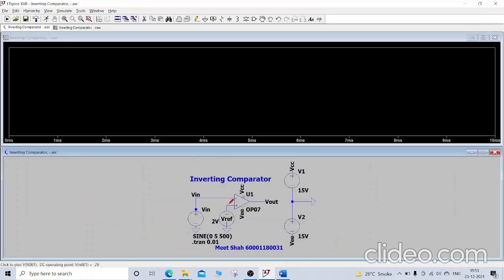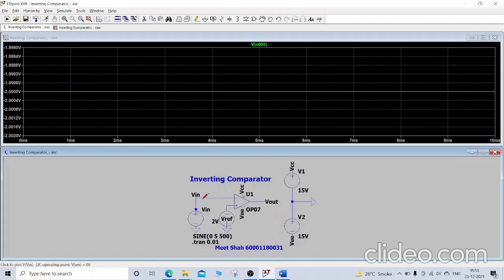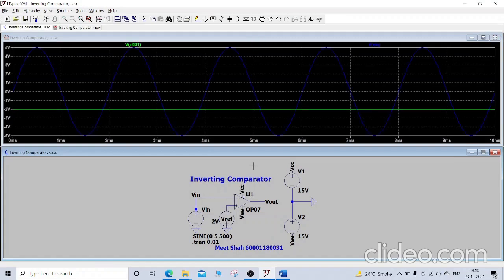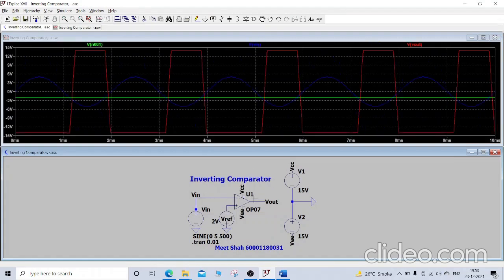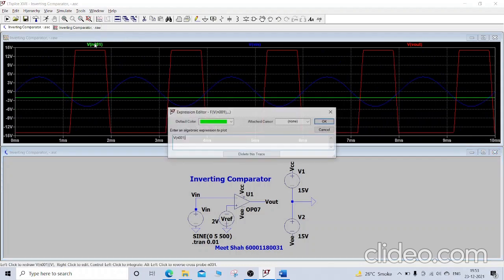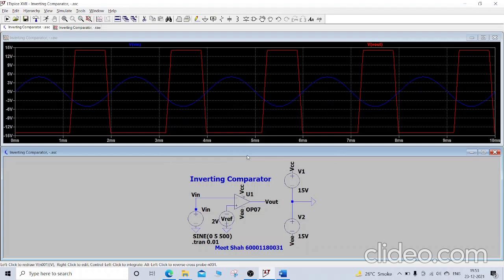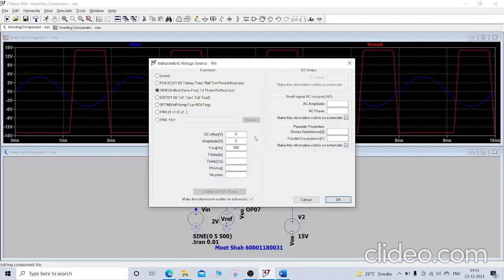Go to Vin and we give it to Vout. We give it Vin as we change it. We delete this place. So here we can see for the given wave we are getting a square wave. We are getting this as the output. We'll change the frequency to 5 kilohertz.